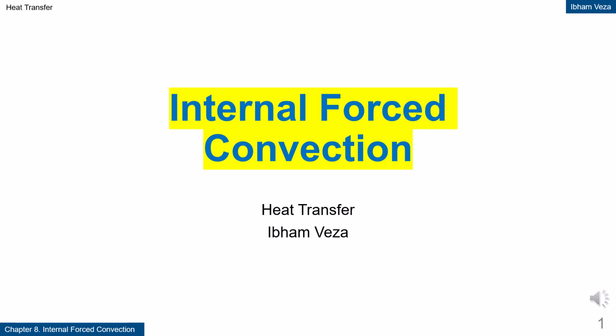Internal forced convection. This topic discusses forced convection heat transfer inside enclosed passages, such as pipes and ducts. The main focus is how the fluid flow develops from the inlet until it reaches the fully developed condition. In internal flows, velocity and temperature profiles change along the flow direction. This phenomenon is very important in the design of heat exchangers, cooling systems, and piping systems. The analysis combines concepts from fluid mechanics and heat transfer.